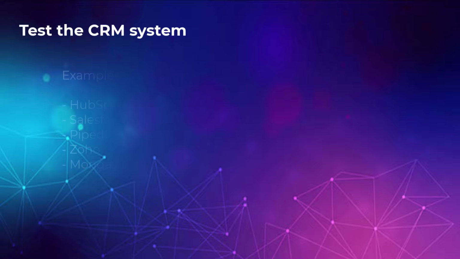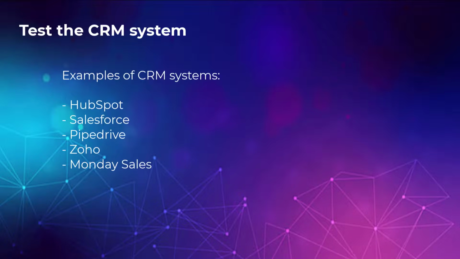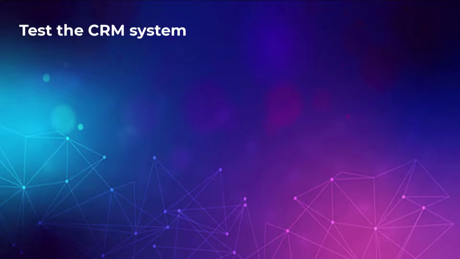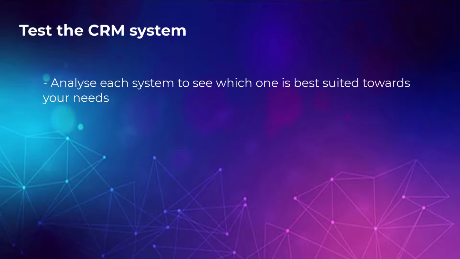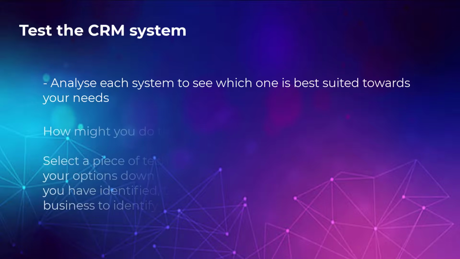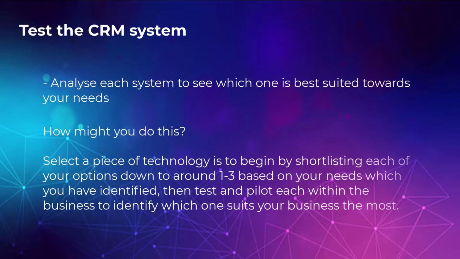For example, if we look at the different CRM systems, as I briefly mentioned, there are many different types such as HubSpot, Salesforce, Pipeline, and also others such as Zoho and Monday Sales. There are many different versions and opportunities within the CRM software environment. So I would encourage you to evaluate each of these and analyse which one is going to be best suited towards your needs. The best method is to select multiple technology systems and begin by shortlisting your options to around 1 to 3 CRM systems.